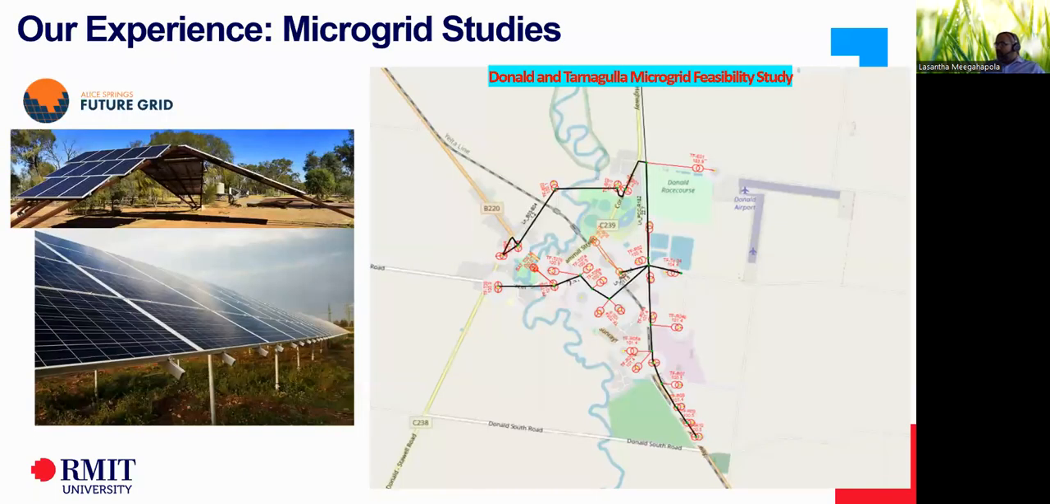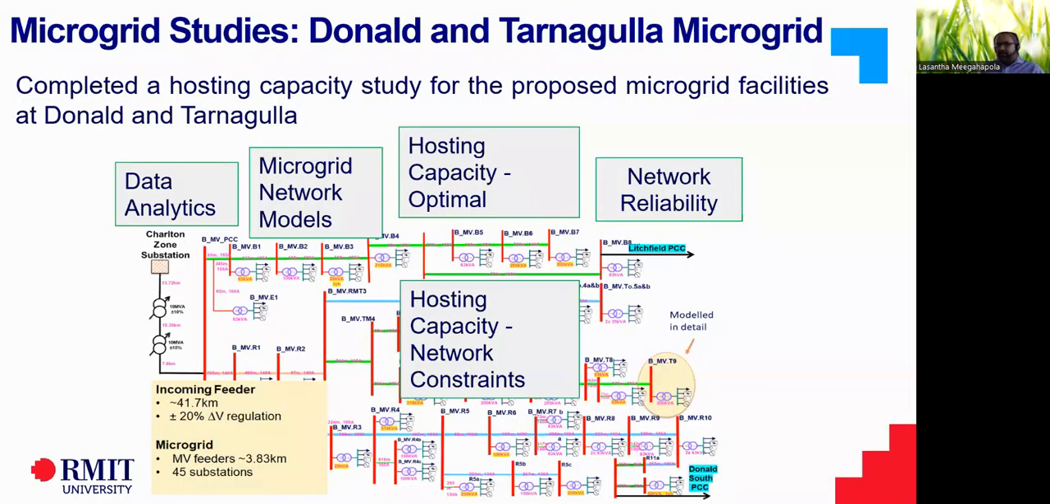So we have done some microgrid studies for Alice Springs as well. That is another ongoing project that we have been involved with. It is called the Alice Springs Future Grid Project. And this is some of the work we have done for the Donald and Tarnagulla microgrids.